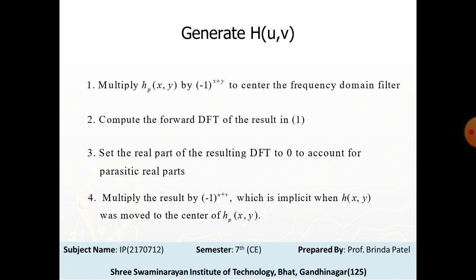To generate H(u,v), the first step is to multiply hp(x,y) by minus 1 raised to x plus y to center the frequency domain filter. The second step is to compute the forward DFT of the result in step 1. After that, set the real part of the resulting DFT to 0 to account for parasitic real parts, and then multiply the result by minus 1 raised to u plus v, which is implicit when h(x,y) was moved to the center of hp(x,y).